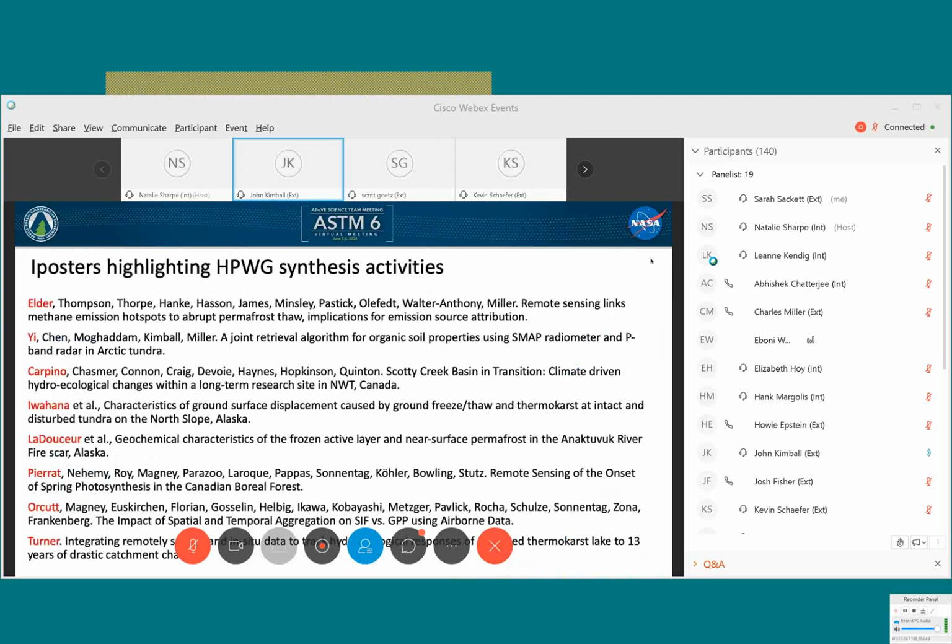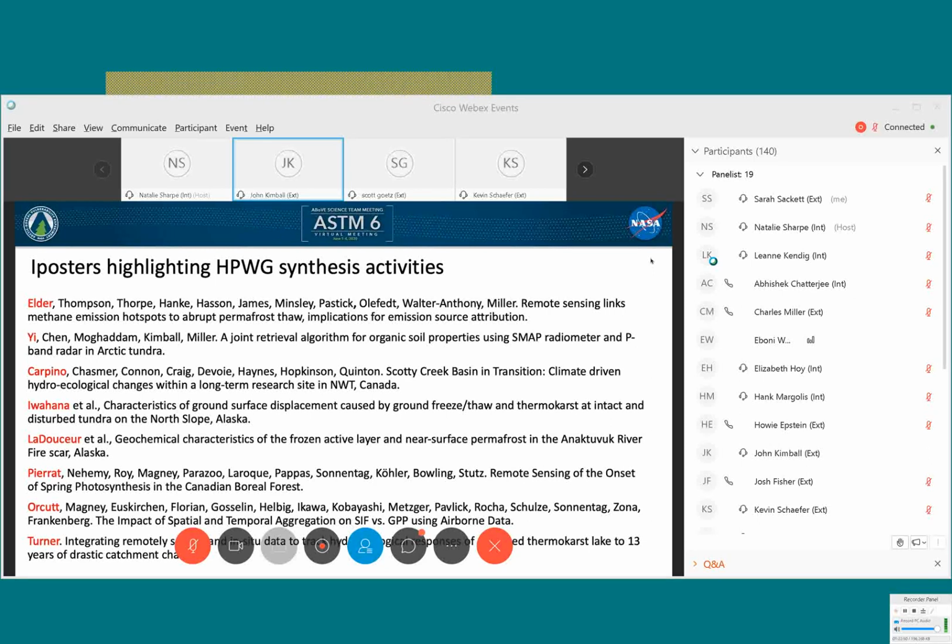And finally, this is just a plug for several posters that are part of the meeting here that are contributing to these activities that are within the HPWG working group. And with that, I'll go ahead and leave it off.